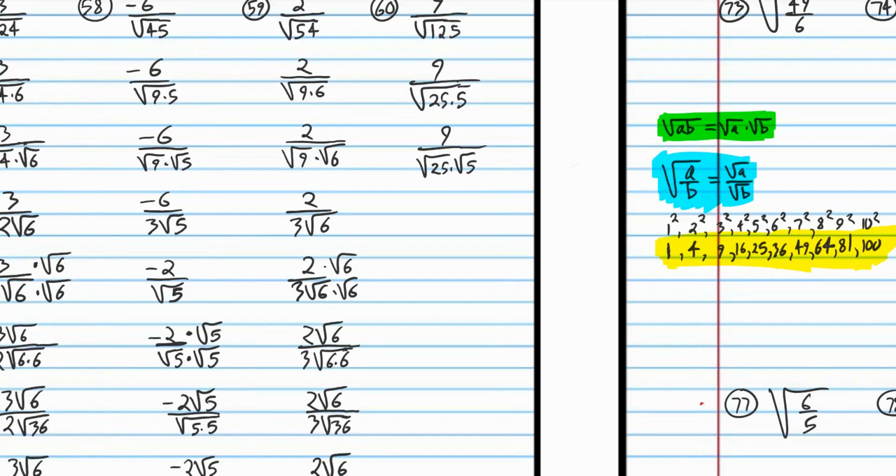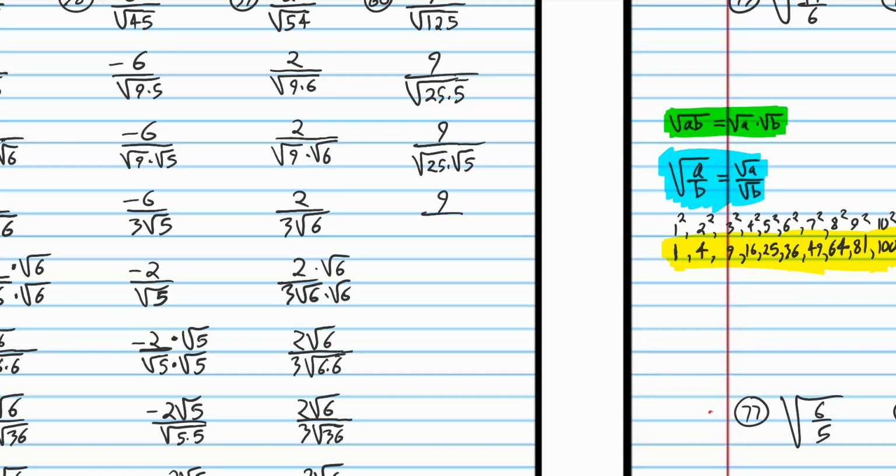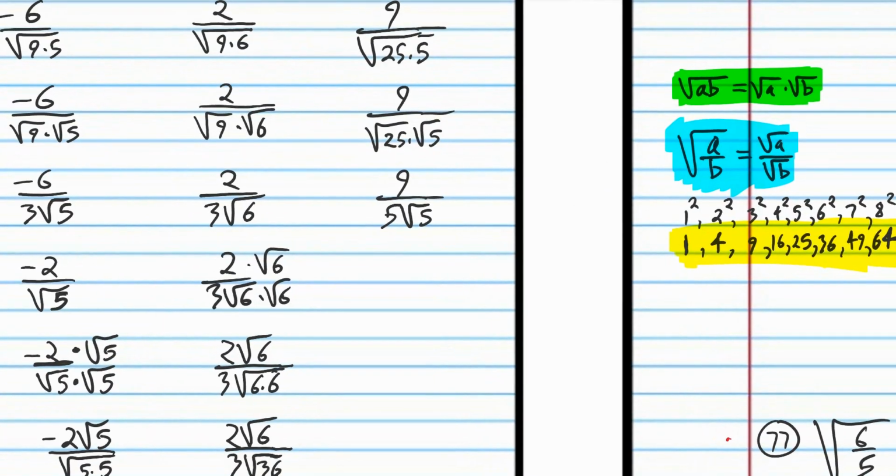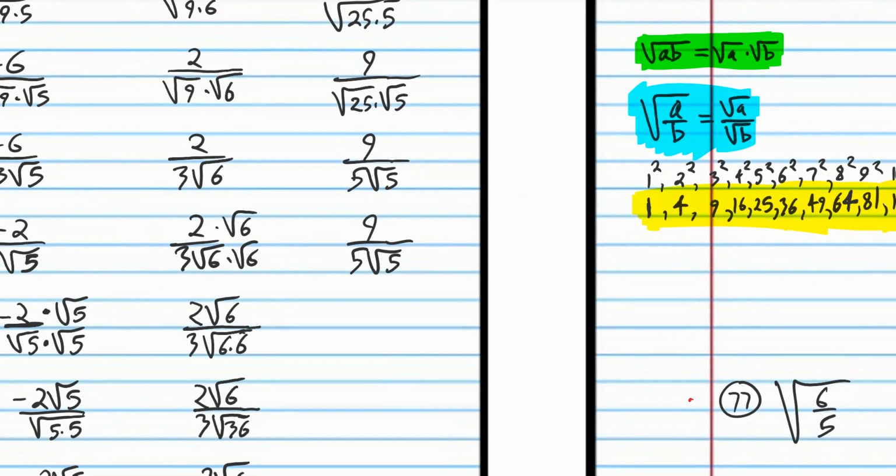All right, so root 25, we pulled out the perfect square because root 25 is just 5. So we took care of the problem of a perfect square in the root. Now we need to take care of the problem where we have a root in the denominator. We don't want that root in the denominator, so we have to multiply both sides by root 5.